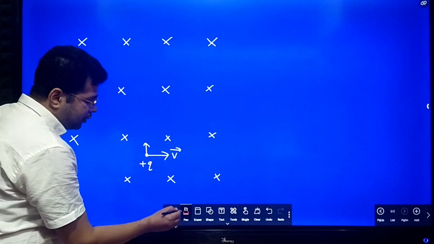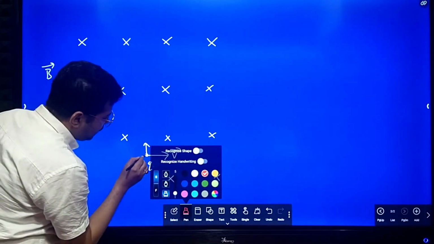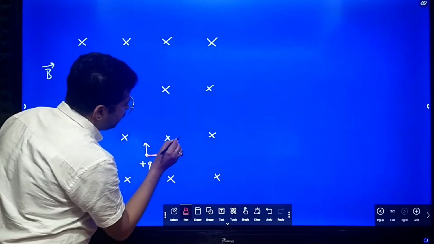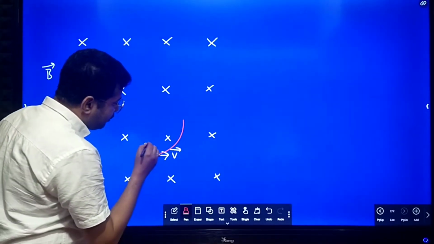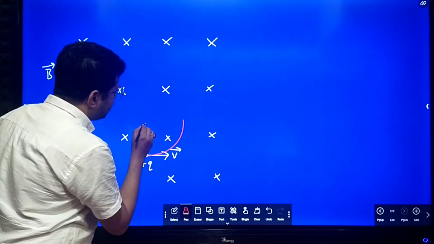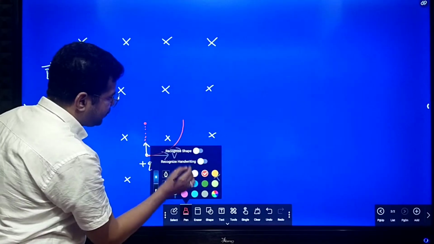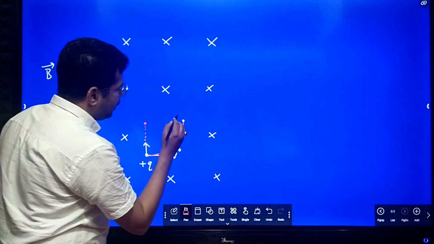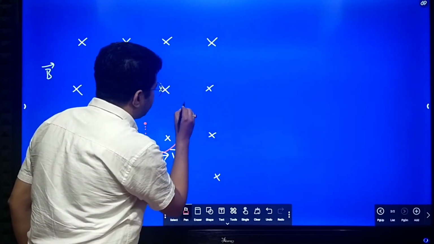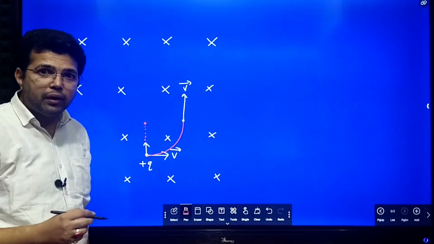Now, due to this, the charged particle will move like this. Continuously, there will be a force acting on the particle towards a particular point. Say the charged particle is here now. Now, what will be the velocity of the charged particle? Direction of velocity of the charged particle is this. Now, you apply Fleming's left hand rule. What happens?